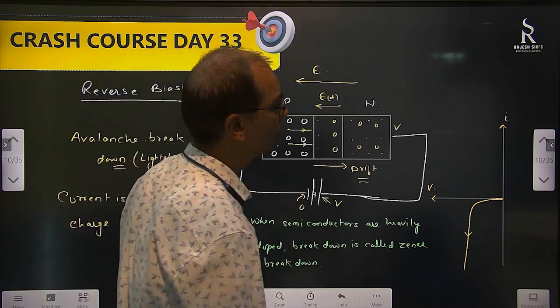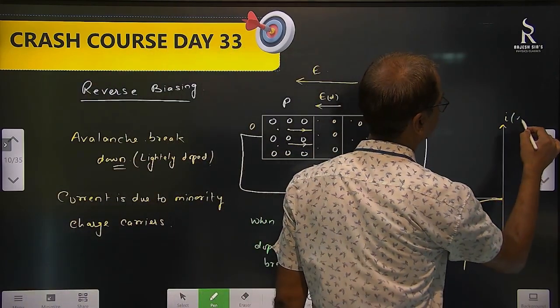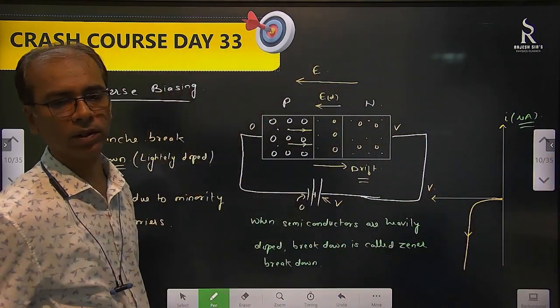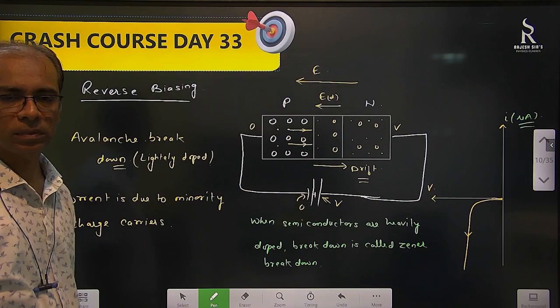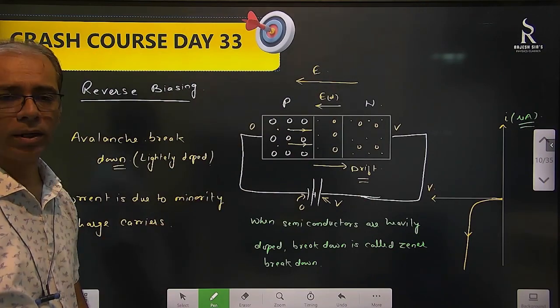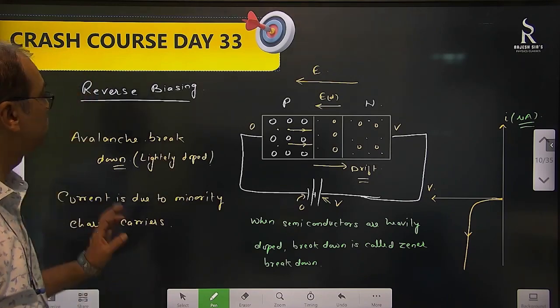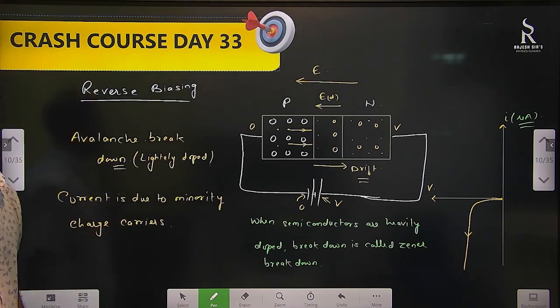Okay, and the current that we get here is in microampere, so a lot smaller than what we got in forward bias, because this is involving minority charge carriers. There we have majority charge carriers. So this is reverse biasing and forward biasing.